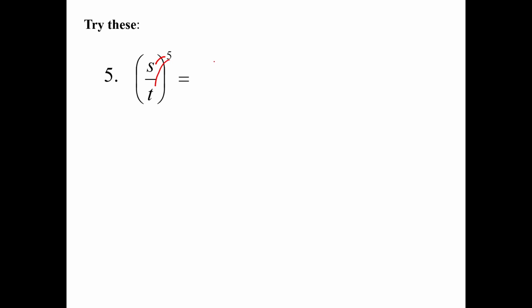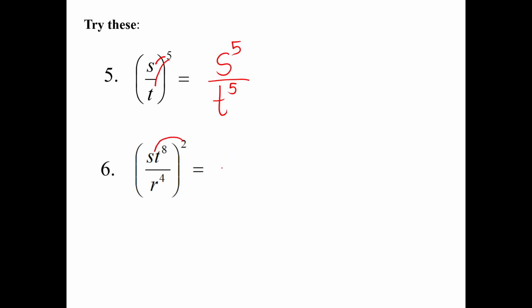Distribute, Section Noble. A is S raised to 5, then T raised to 5. Very good. And the last item for our laws of exponents, this one.